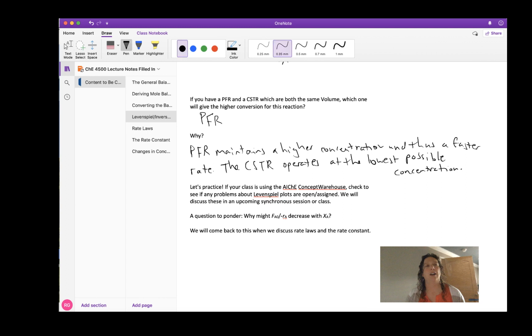So we will practice with these concepts in class or in a synchronous session. There are several questions from the AIChE Concept Warehouse that illustrate these concepts. So if you've gotten to those points, check to see if they have been assigned. Another point to ponder is what I kind of alluded to: why might the Levenspiel plot decrease with XA? We'll get into that in the next couple of lectures.